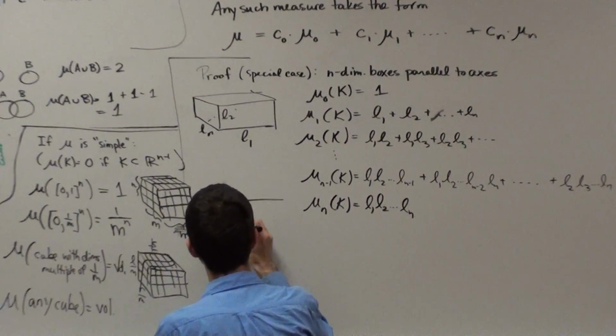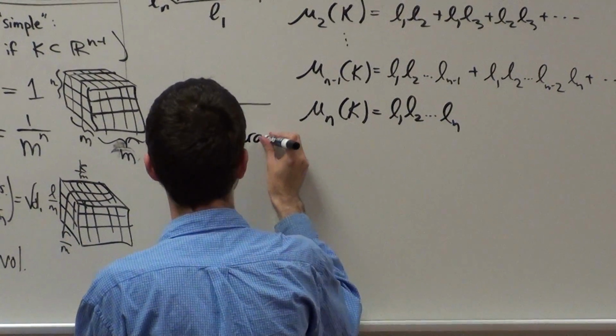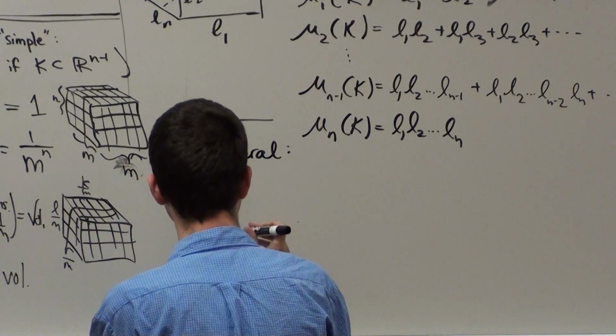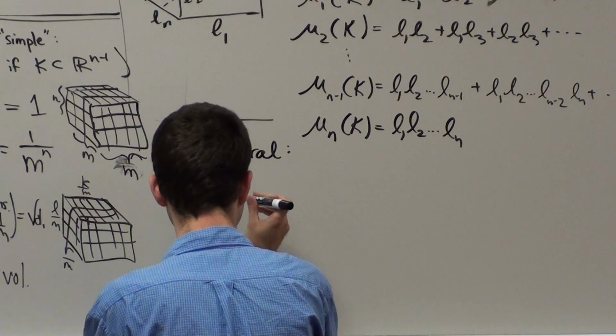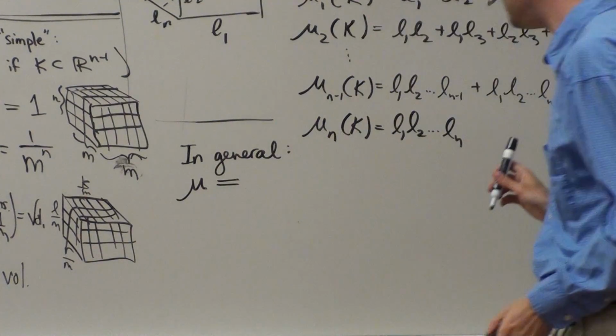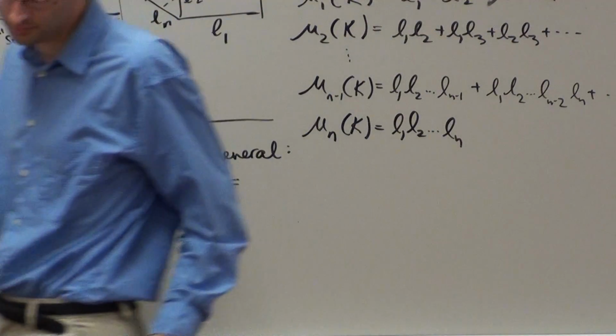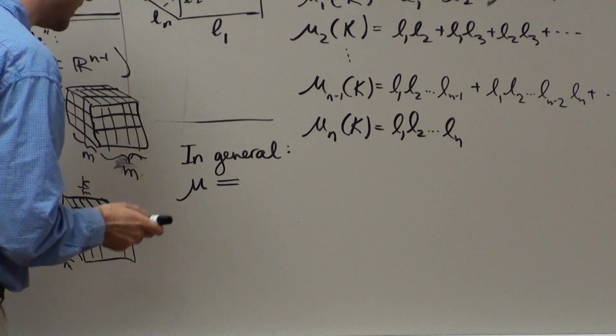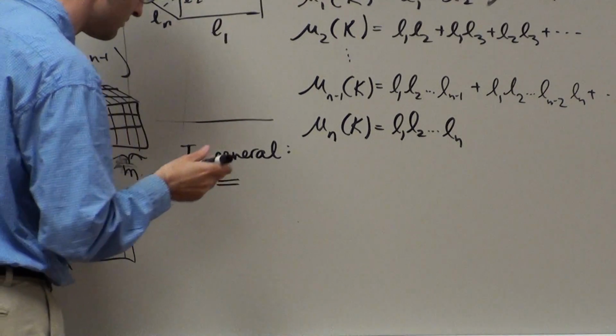So, in general, take an arbitrary measure mu, look at the first type, and just take a hyperplane, any old hyperplane, and cut your box.